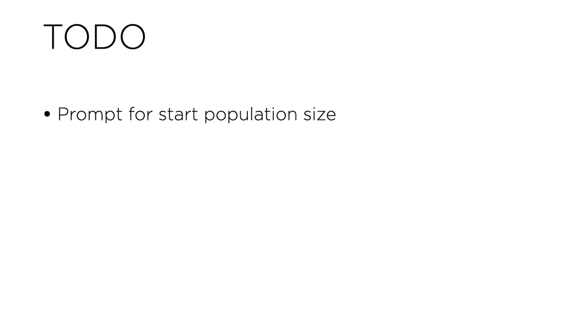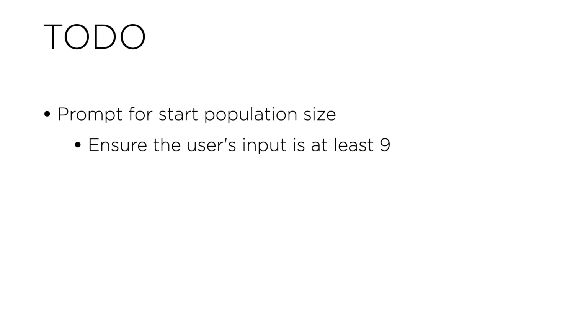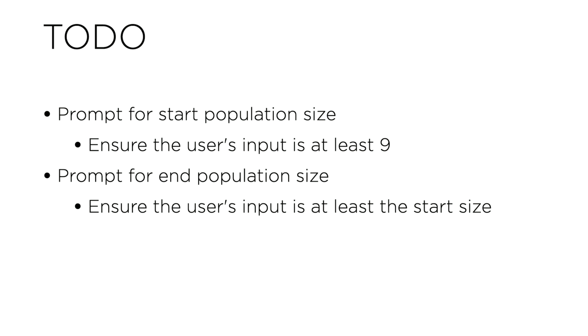First, start by prompting the user for the starting population size of your population of llamas. And you should check to make sure that the user's input is at least 9. The population size needs to be at least 9 so that we can actually start to grow this population of llamas. So if the user types in a number that's less than 9, you should keep reprompting the user to type in a number again until they give you a number that's at least 9. Next, you should prompt the user for the ending population size. Here, making sure that the user's input is at least as large as the starting size.